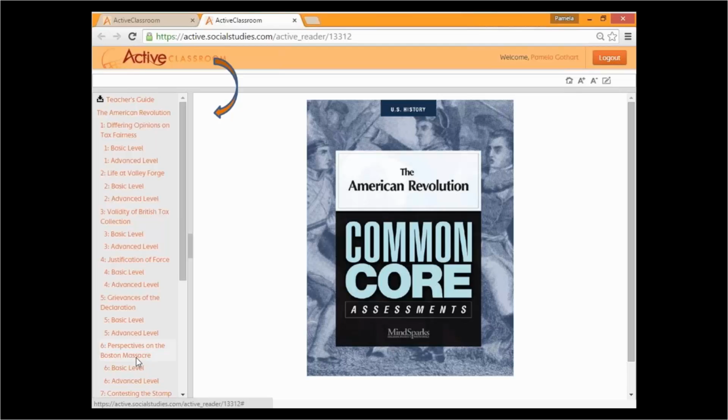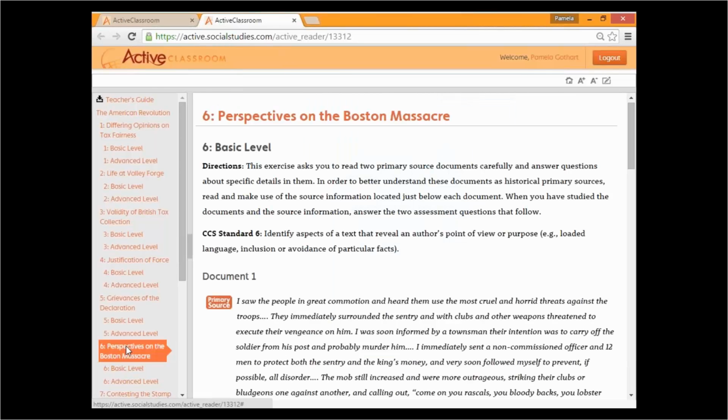So I'm going to come down here to number 6, Perspectives on the Boston Massacre. There is a basic level and an advanced level. A basic level means that we're working on grades 6 through 8, and an advanced level is grades 9 through 12. In my basic level, I have directions for the students, and I tell them specifically, we're working on Common Core Standard number 6, identify aspects of a text that reveal an author's point of view or purpose.